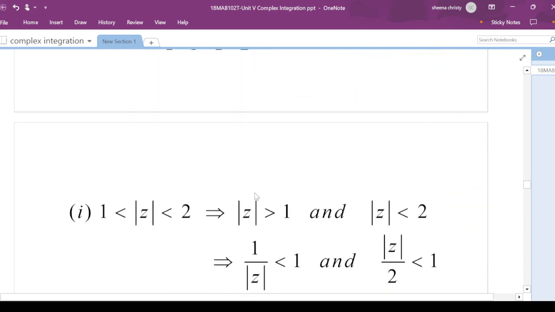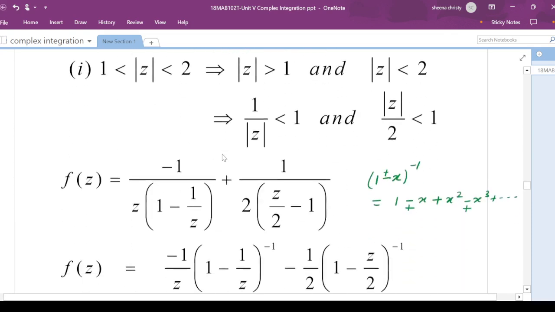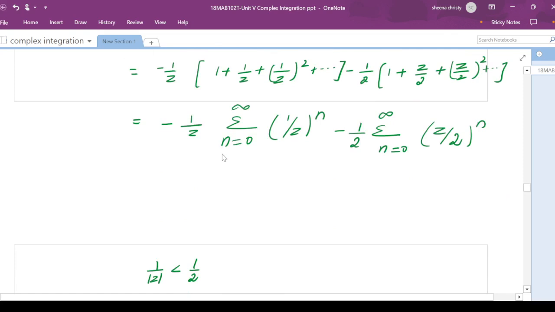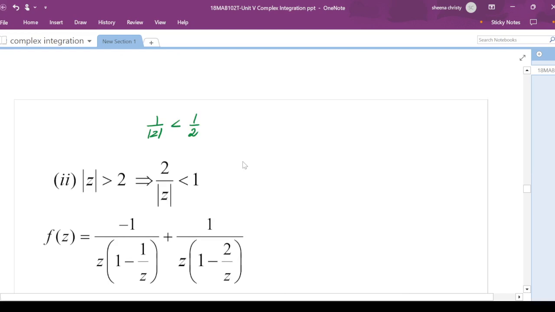If you look at the first term, you have z - 1. In that case, what do you get? 2/|z| < 1. So what about the case 1/|z|? Since 2/|z| < 1, this implies 1/|z| is also less than 1. Therefore, from the first term, you have to take z outside. So you will get 1 - 1/z. From the second term, take z outside. You will get 1 - 2/z.